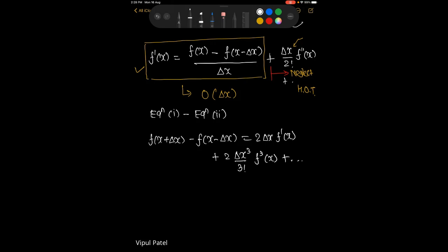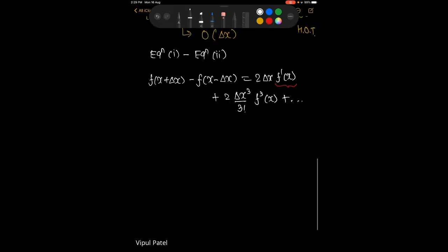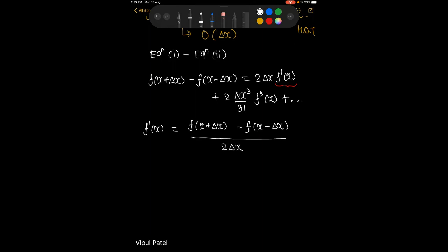Now we are interested to express f prime x, so let us rearrange this particular equation. Finally you will get f prime x equal to f of x plus delta x minus f of x minus delta x divided by 2 delta x, plus 2.